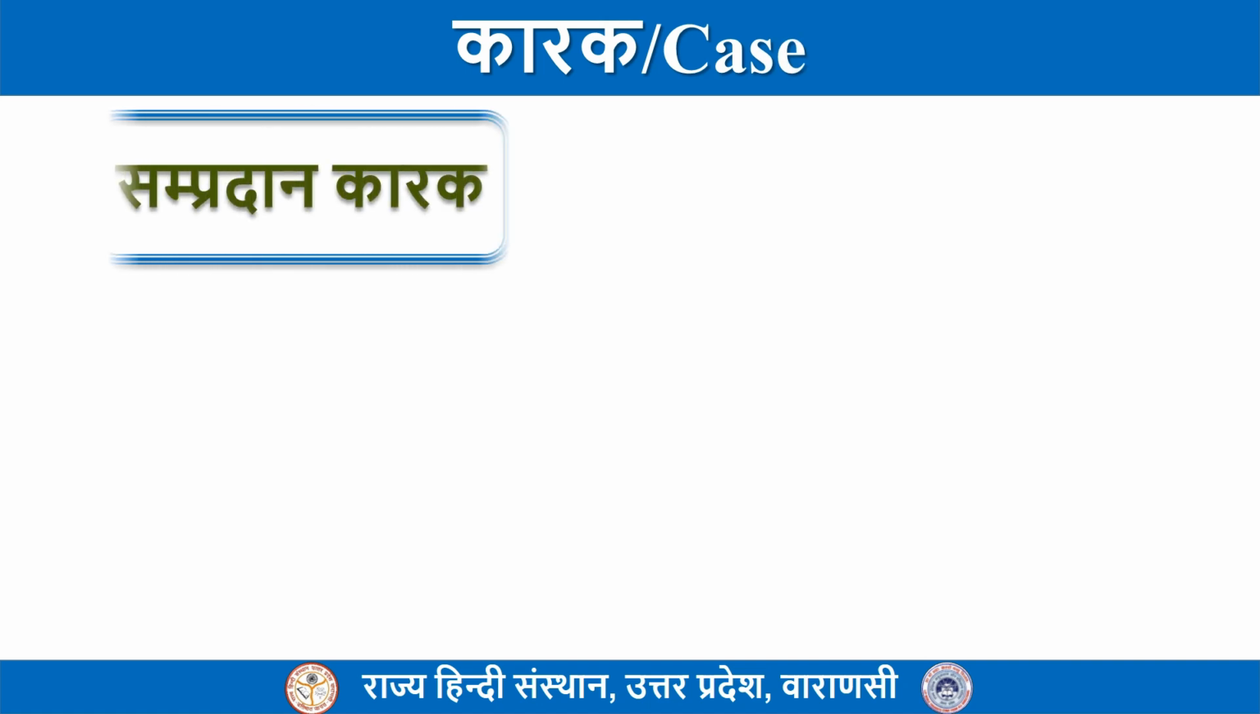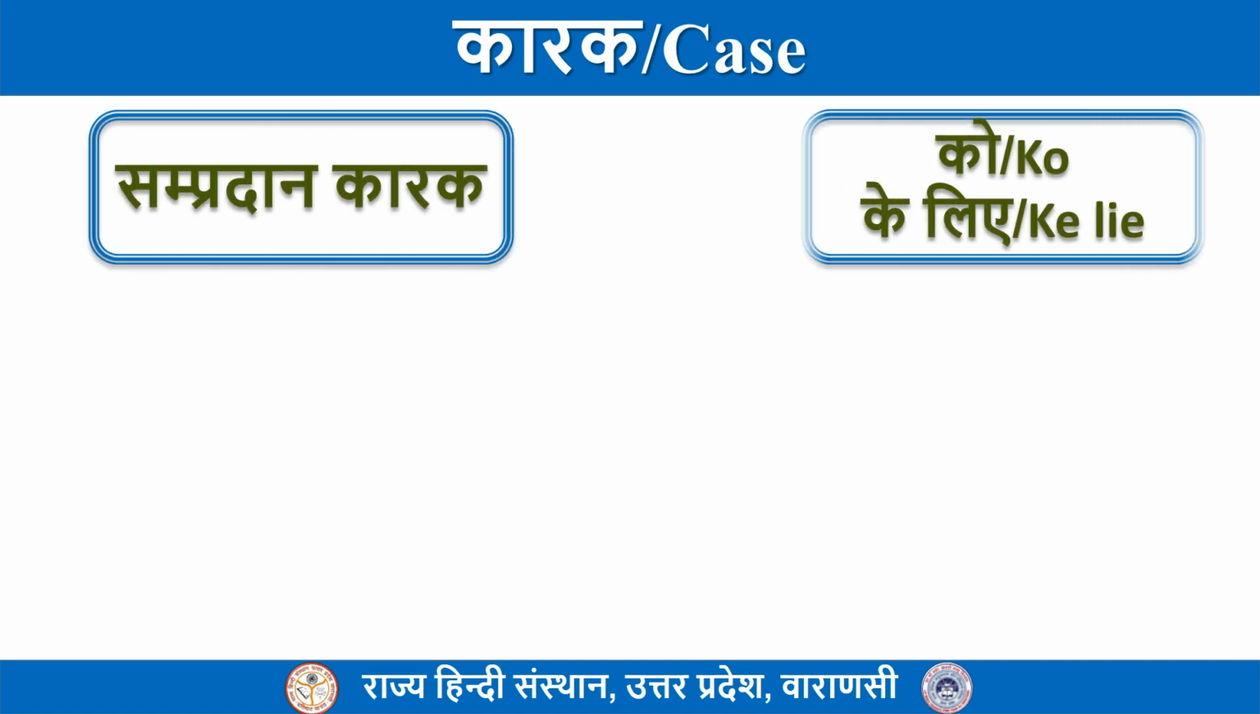The fourth Karak is Sampradhan Karak. This can have two words, ko and ke liye. When a subject does something to a noun or a pronoun, we use this Sampradhan Karak. Let's take two sentences and see them in examples.